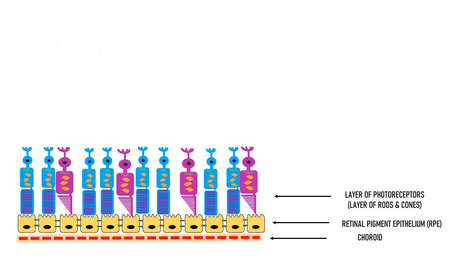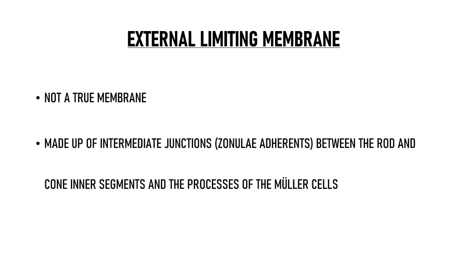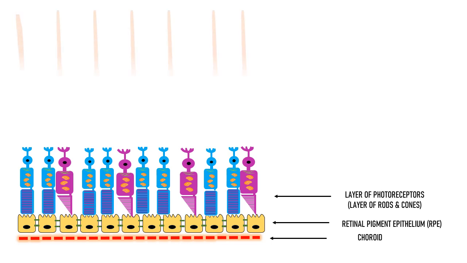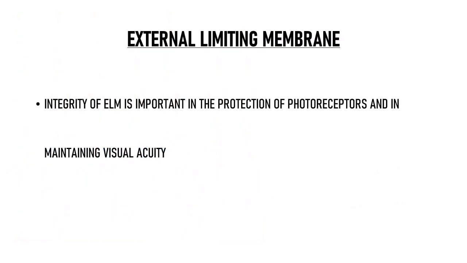Moving on, the third layer of retina is the external limiting membrane. The external limiting membrane is not a true membrane. It is made up of intermediate junctions between the rod and cone inner segments and the processes of Mueller cells. These skin-colored cells that I have made here are the Mueller cells. We'll talk about what Mueller cells are a little bit later in this video, but as of now, this information should be enough. So this is the external limiting membrane. Integrity of this membrane is important in the protection of photoreceptors and in maintaining visual acuity.